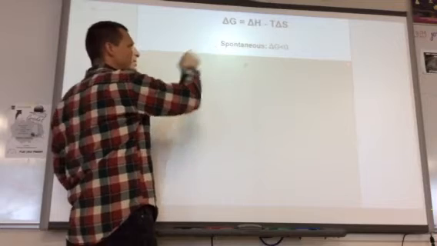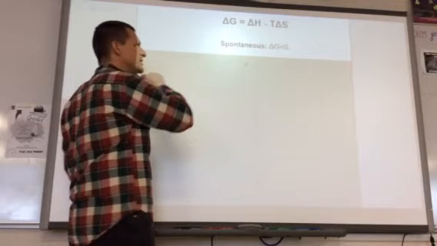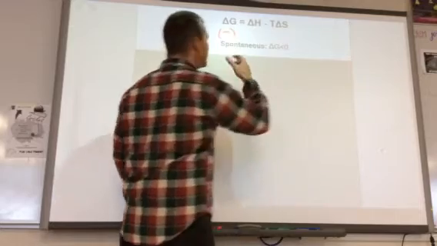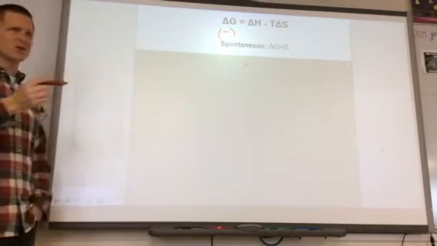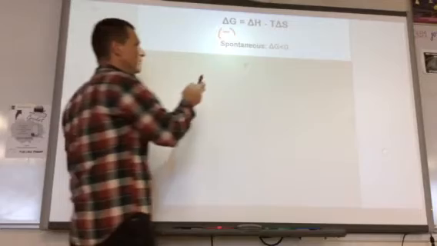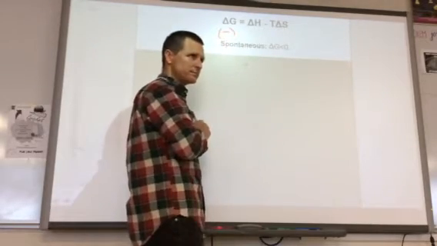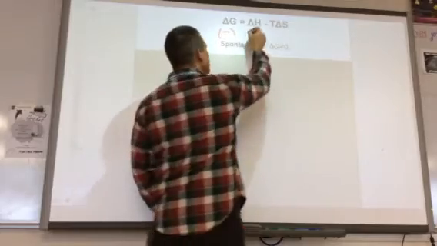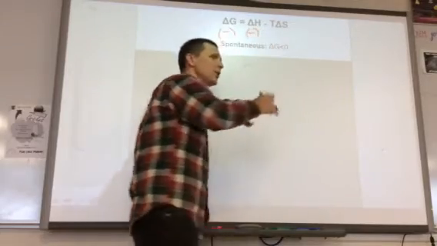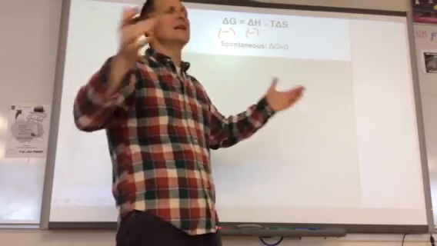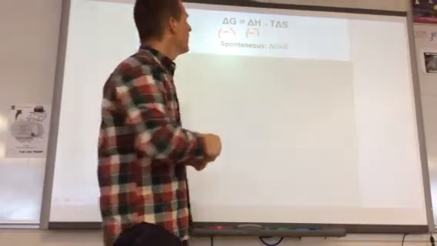A spontaneous reaction means delta G is negative, right? If I'm telling you that nature tends to favor spontaneous reactions, what sign on delta H helps delta G to be negative? A negative sign, right. So that means nature really likes it when matter can get rid of some of its stored energy as heat.